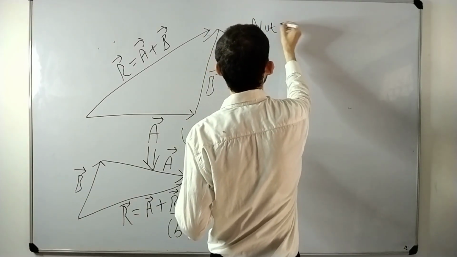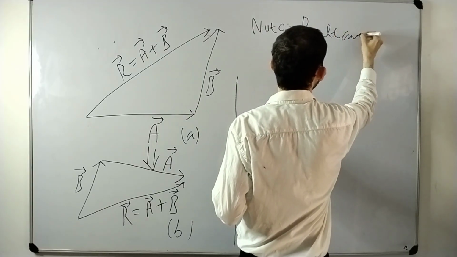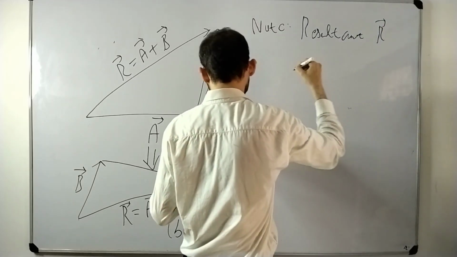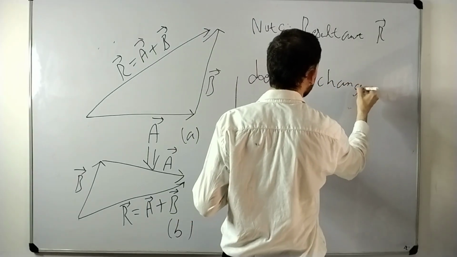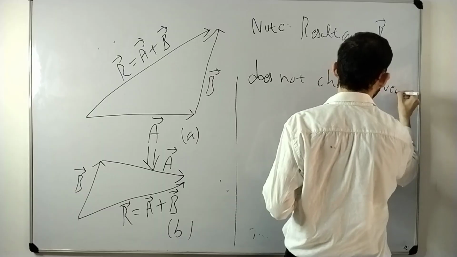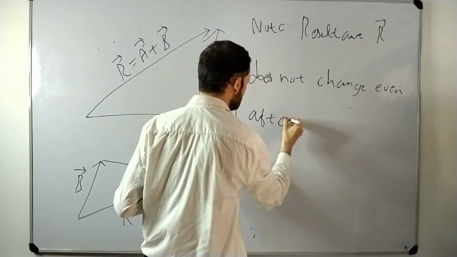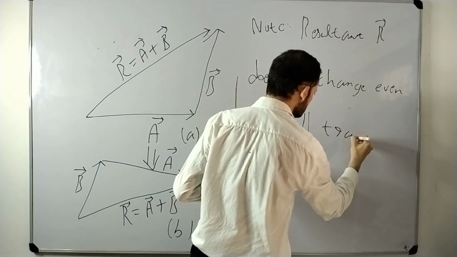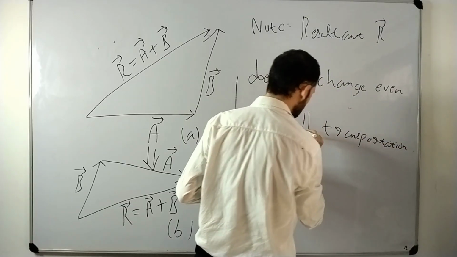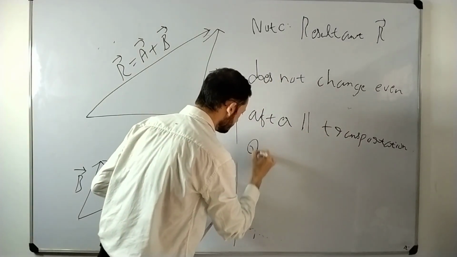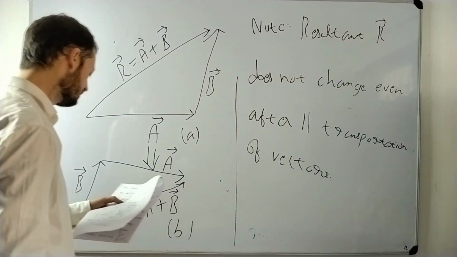Note, resultant R does not change even after parallel transportation of vectors. This is parallel sign, students. Parallel transportation of vectors. So this is the thing to be noted.